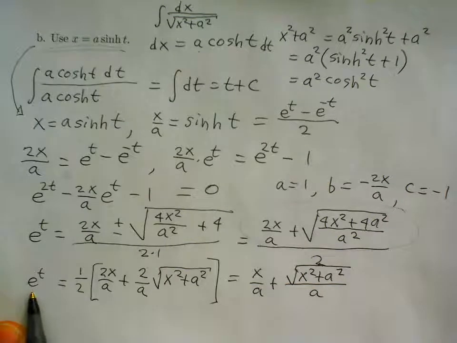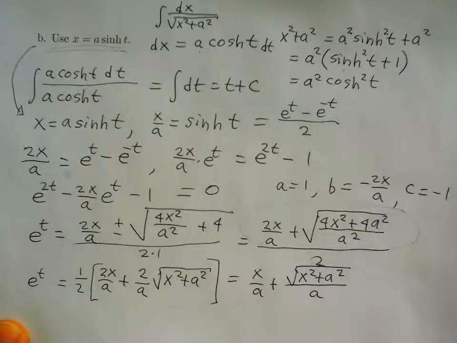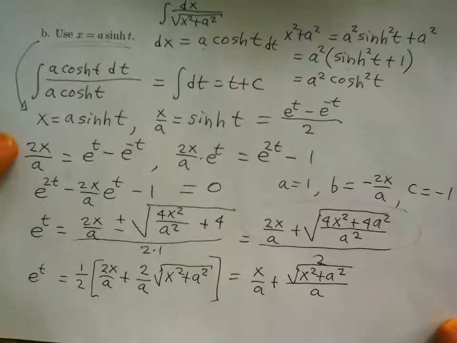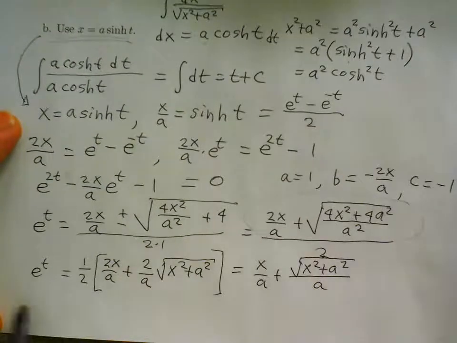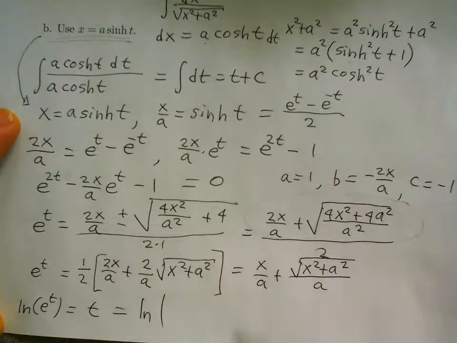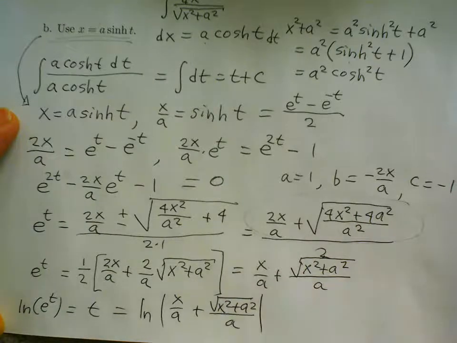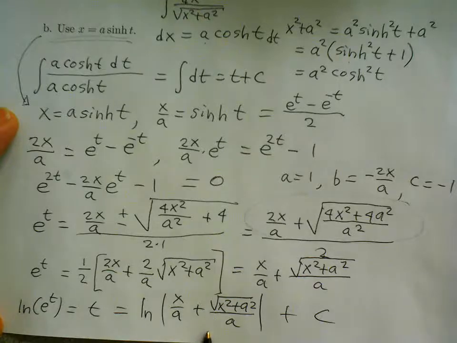So to solve for t, if e to the t is equal to this quantity, then how do we solve for t? Take the natural log of both sides. Okay, so the natural log of e to the t is just t. And then the right-hand side, the natural log of that quantity, x over a, plus the square root of x squared plus a squared over a. And then plus c, I guess. So anyway, that's what we wanted to get.